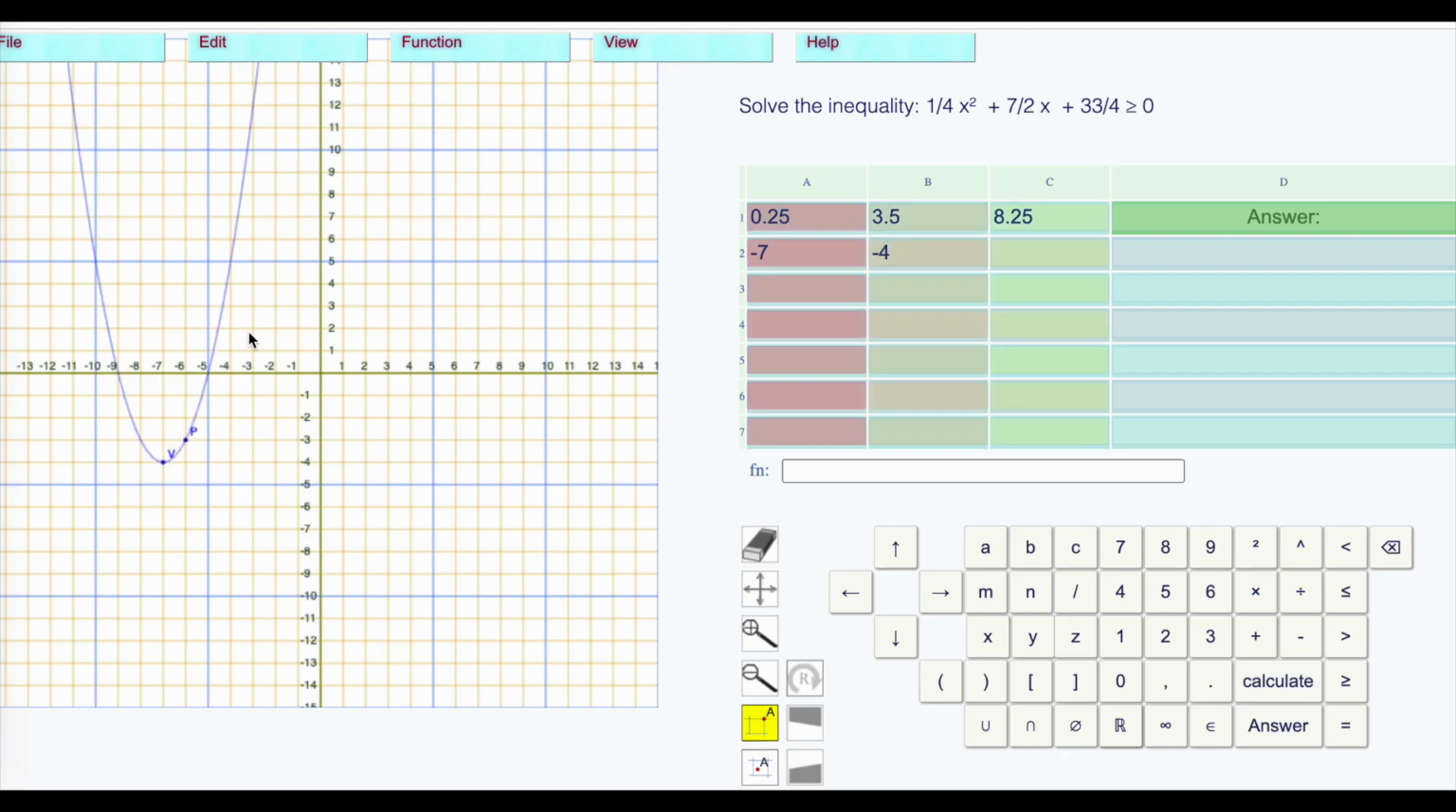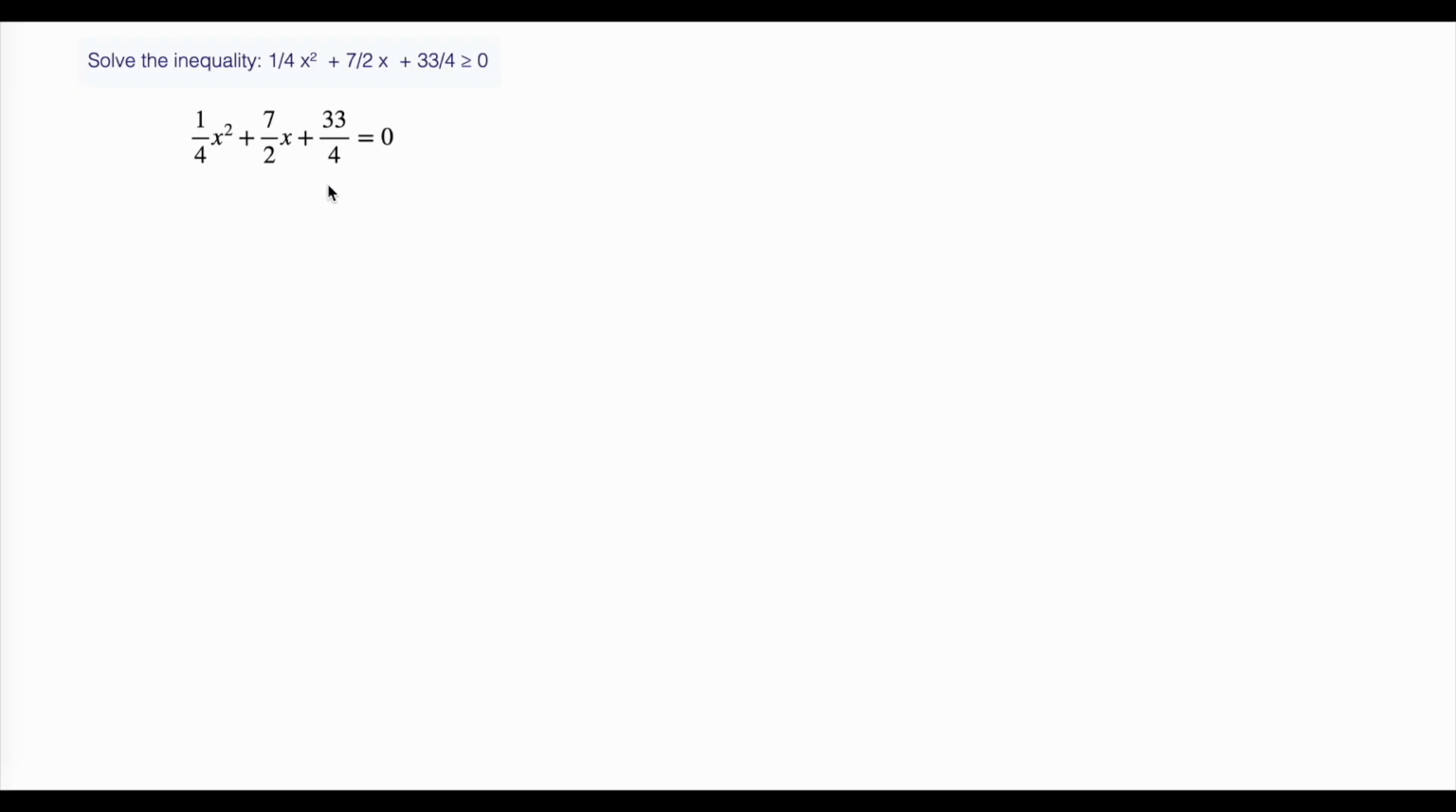This is opening up. We have to find the zeros. Write this as an equation. I want to get rid of the 4's and the 2. The common denominator is 4, so I'm going to multiply every term by 4. These 4's are going to cancel. We're left with x squared. 2 goes into 4 twice. 2 times 7 is 14. And these 4's cancel, 33.